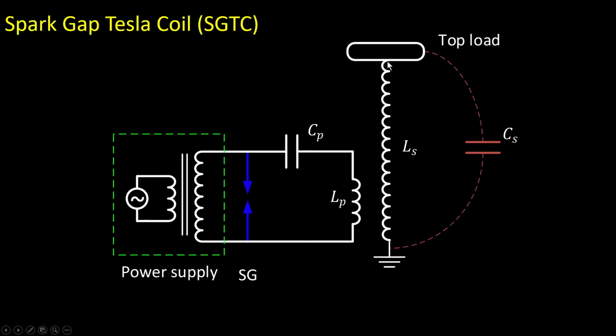top load. Now any coil has a self-capacitance. Actually, there are many capacitances inside each coil. Between any two turns, we have a capacitance. But let's say the main one, we call it the self-capacitance.